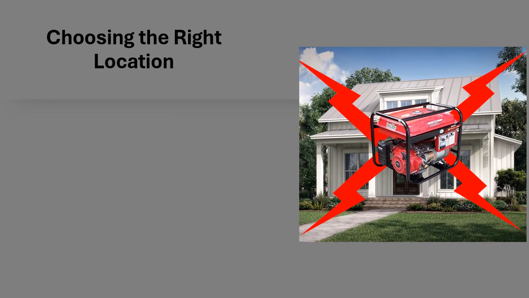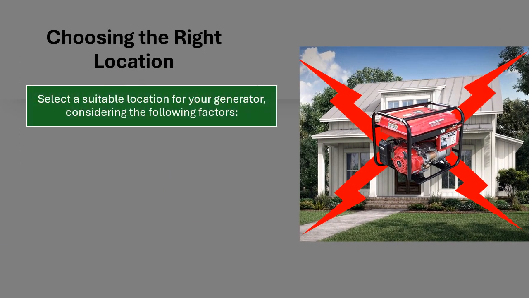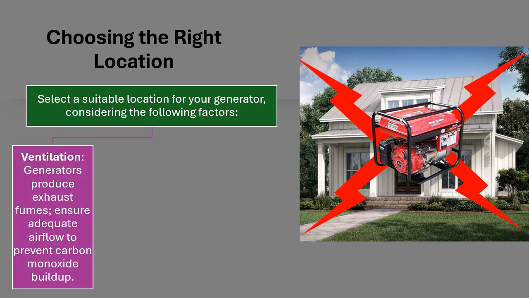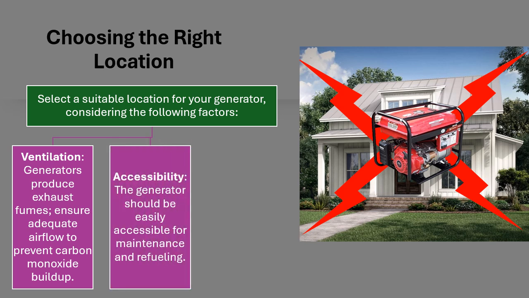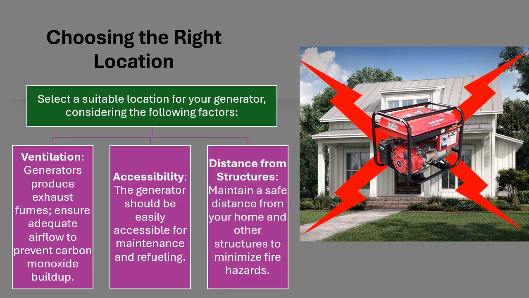Choosing the right location. Select a suitable location for your generator, considering the following factors. Ventilation. Generators produce exhaust fumes. Ensure adequate airflow to prevent carbon monoxide buildup. Accessibility. The generator should be easily accessible for maintenance and refueling. Distance from structures. Maintain a safe distance from your home and other structures to minimize fire hazards.